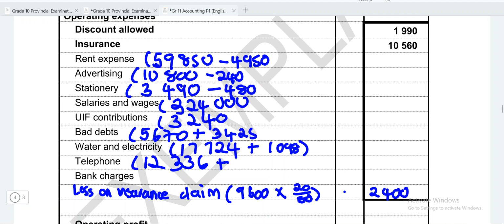So it means it was paid for 11 months already. And then you can close this off once you are done. You can also close this off, close this off, close this off, so that you save time.